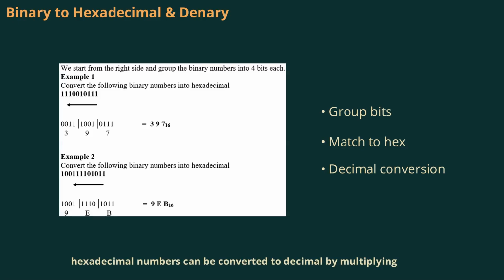Similarly, hexadecimal numbers can be converted to decimal by multiplying each digit by its place value and adding the results. These conversions are essential for understanding how data is represented and manipulated in computers.